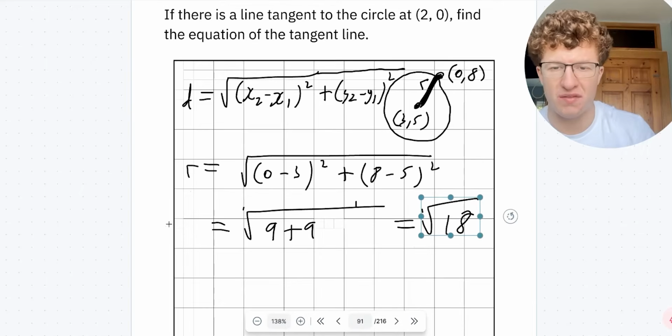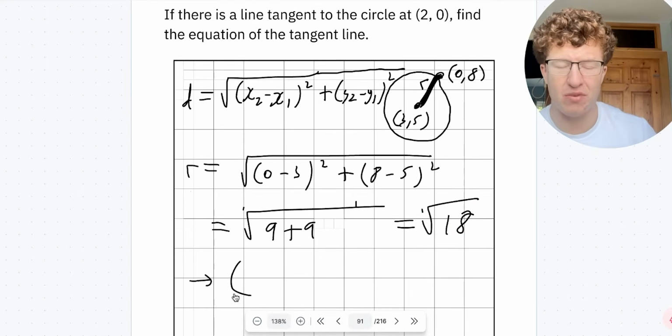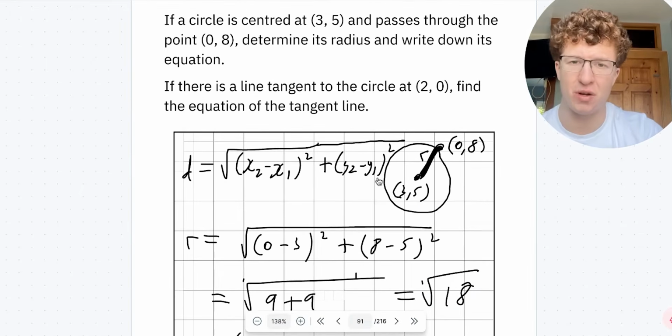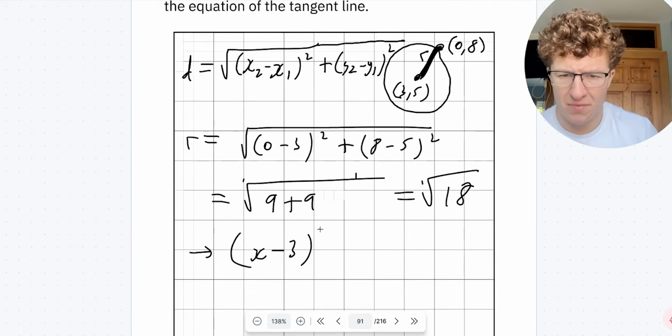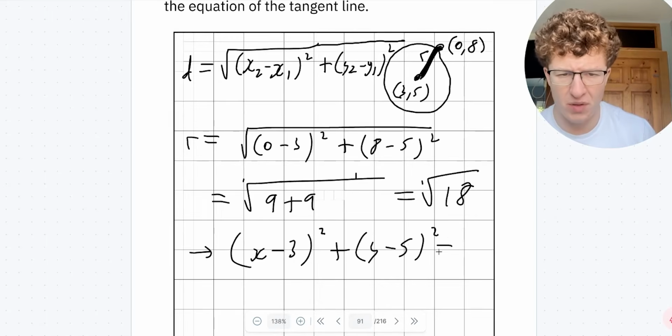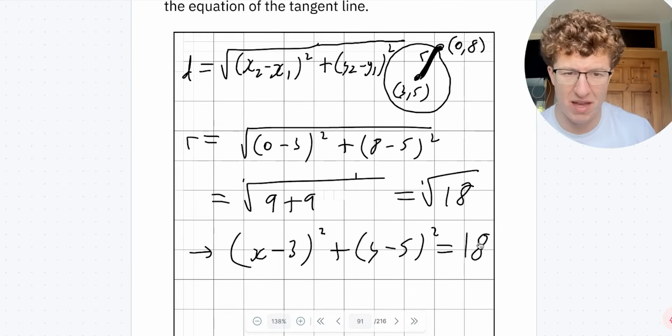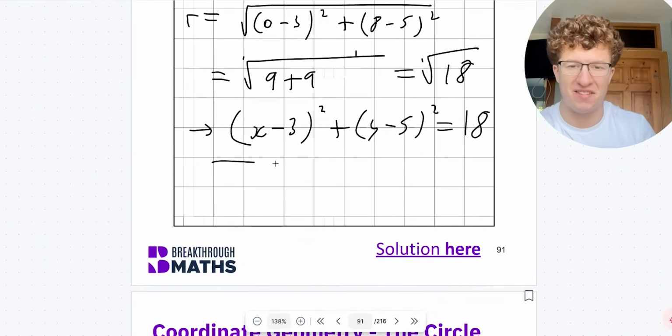That means the equation of our circle is going to be, we can write it in whichever way we like. The easiest one, center is 3, 5. So we're going to have x minus 3 squared plus y minus 5 squared is equal to the radius squared, which is just going to be 18, not the square root of 18. So that's the circle equation.